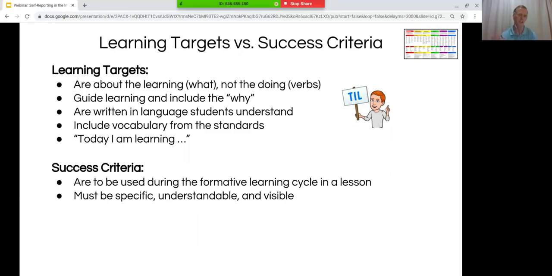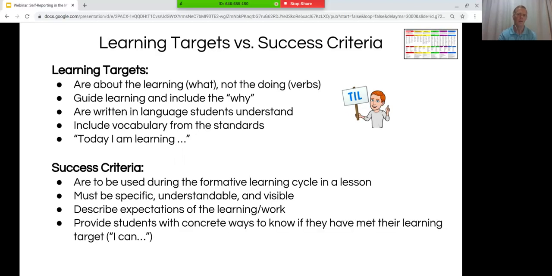So kids should know and should be able to see what success is going to look like with their content. They describe expectations of the learning and the work. We'll talk about that in a little bit more. And they provide students with concrete ways to know if they've met their target. The verbiage we use here for success criteria is, I can. As a student, I can do this, but if you can't, then you're not successful. So we use that term, I can.